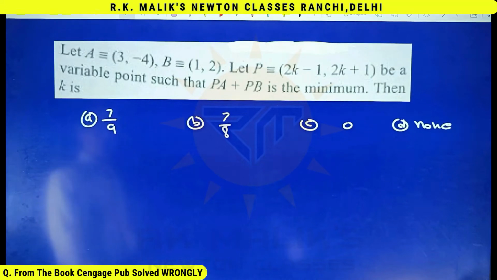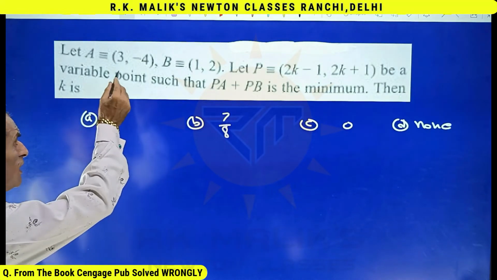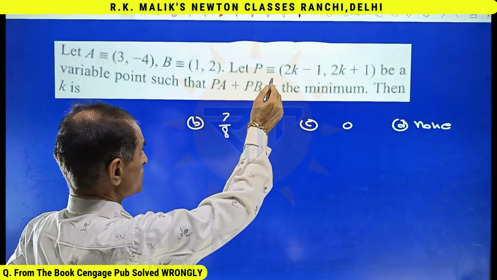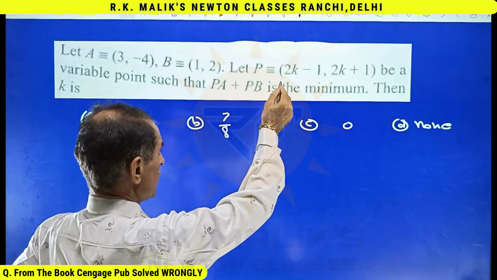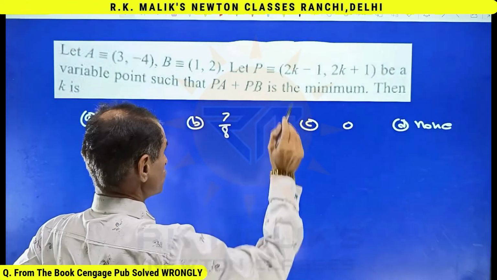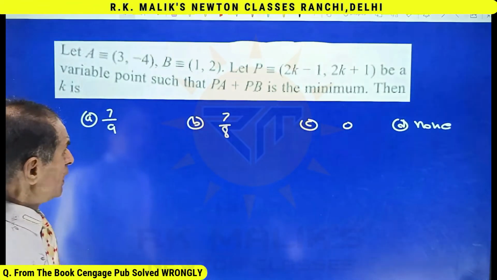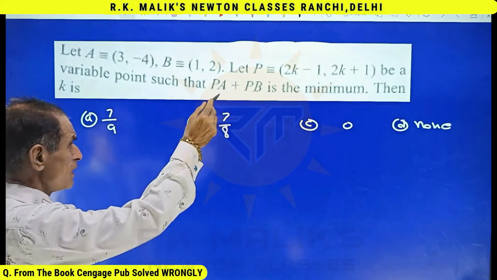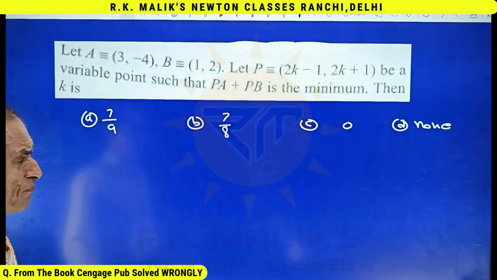In this question, it is given that the point A is (3, -4), the point B is (1, 2), and P is the variable point having coordinates (2k - 1, 2k + 1). You have to find the value of k so that the length PA + PB is minimum.